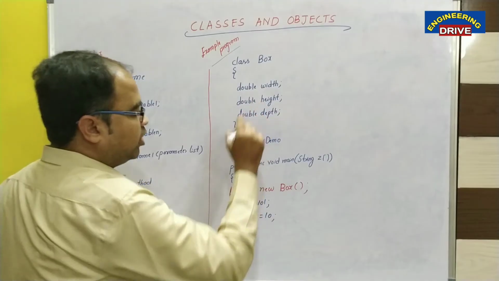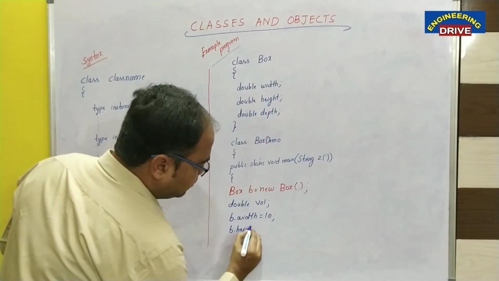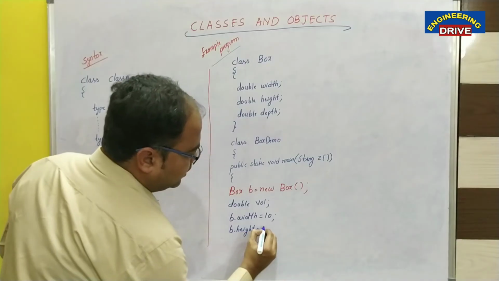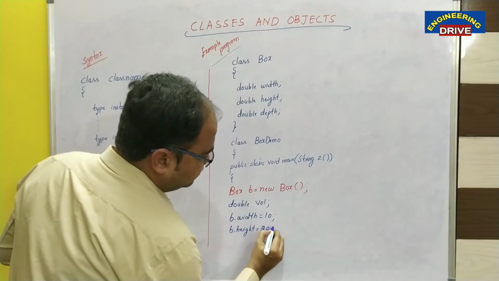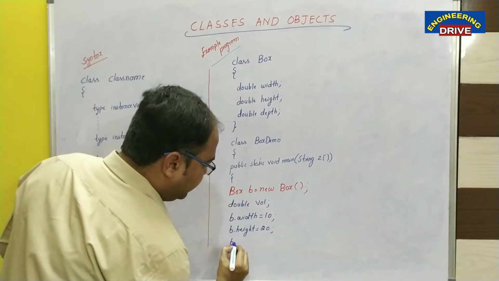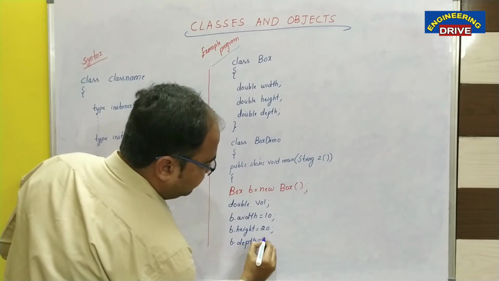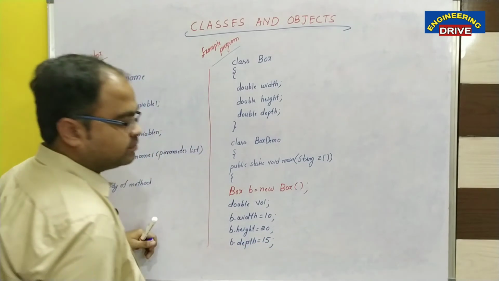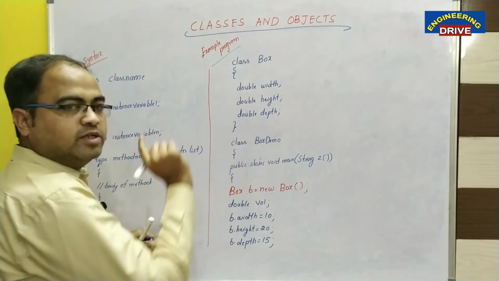Next, b dot height, let us say I am giving the value 20. Next, b dot depth, I am giving the value, let us say, 15. So these are the three values I have given. By using the object only we need to give these values.